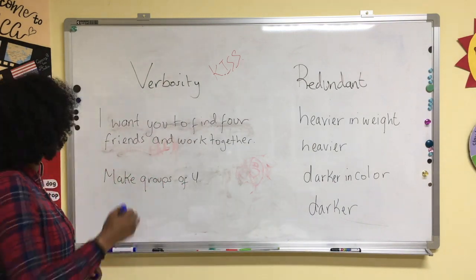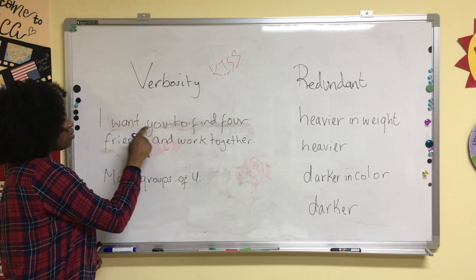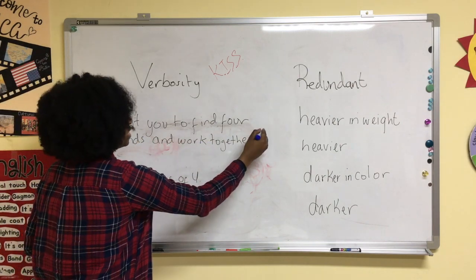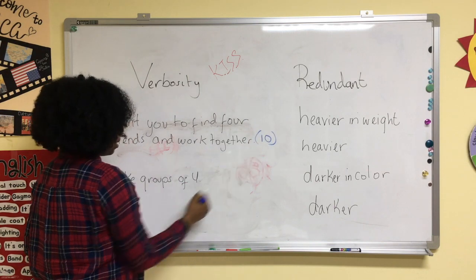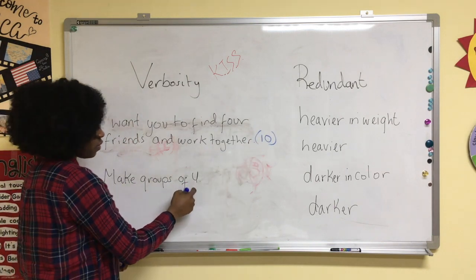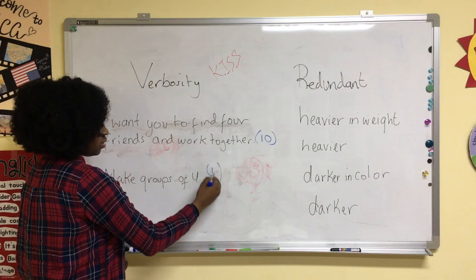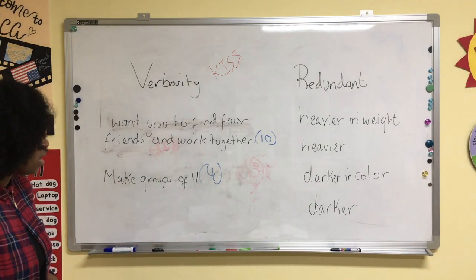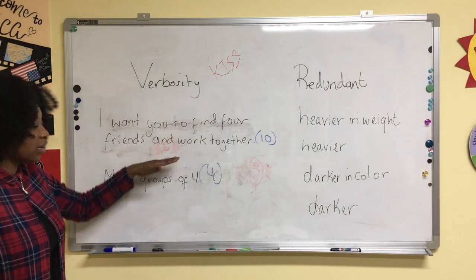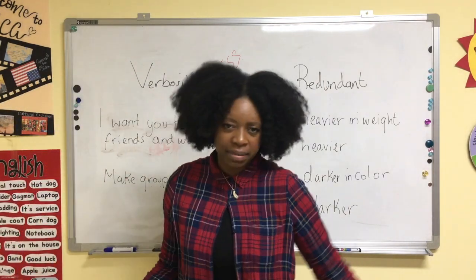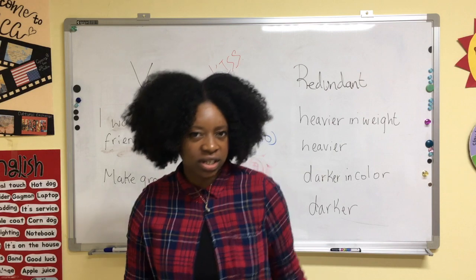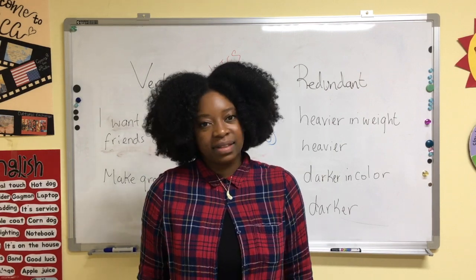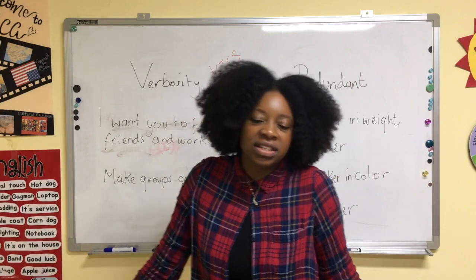All right, let's count how many words. 1, 2, 3, 4, 5, 6, 7, 8, 9, 10. 10 words, compared to 1, 2, 3, 4 words. Right? Verbosity. Most of the students are comfortable here. I want you to come together, make a group, and make a team, and then sit down with your partners. Students don't need any of that, because most of the time they don't even understand what you're saying.